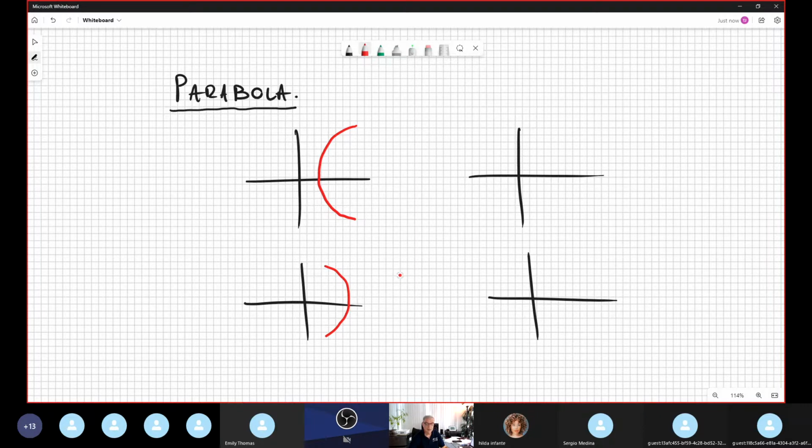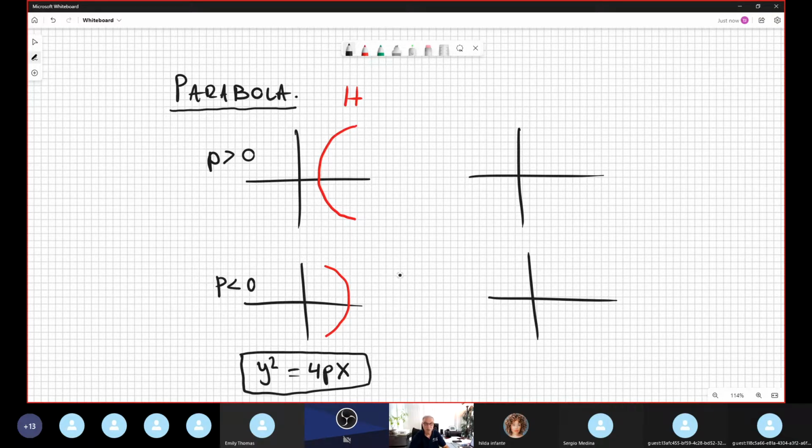This parabola, this and this together, is horizontal, because it opens to the right or to the left. What does it depend on? It depends on one parameter, the only parameter the parabola has, which is p. When p is positive, and when p is negative. And the formula of this kind of parabola is y squared equals 4px.